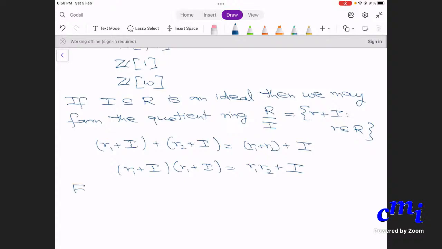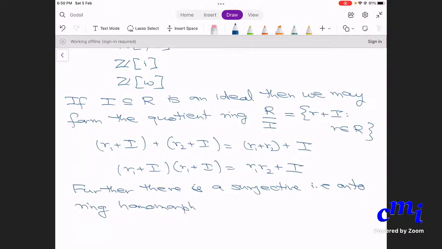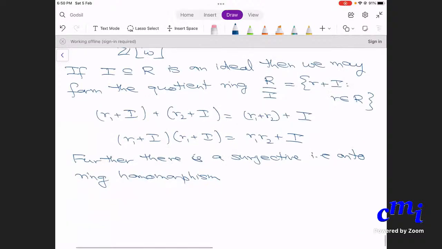Further, there is a surjective ring homomorphism, usually denoted by π, going from R to R/I. And what is that ring homomorphism? It's the one that takes π(r) to r bar. Whenever I'm using r bar, it's always notation for r + I.